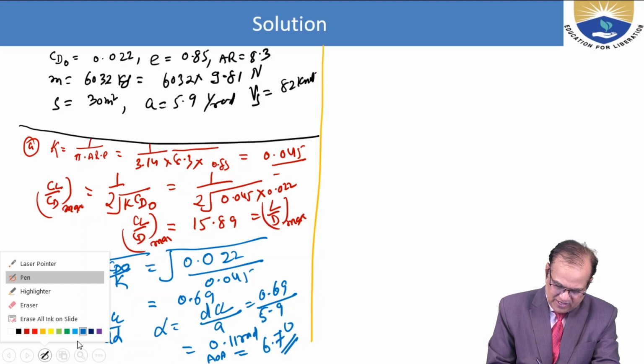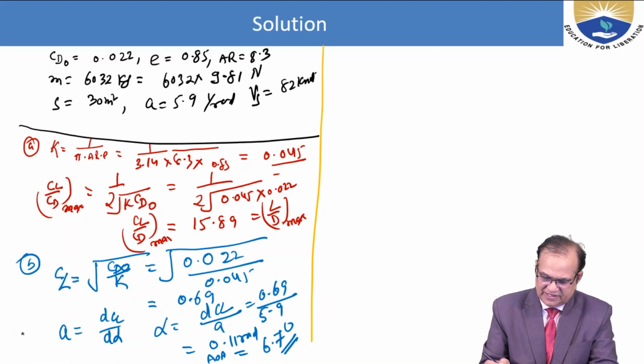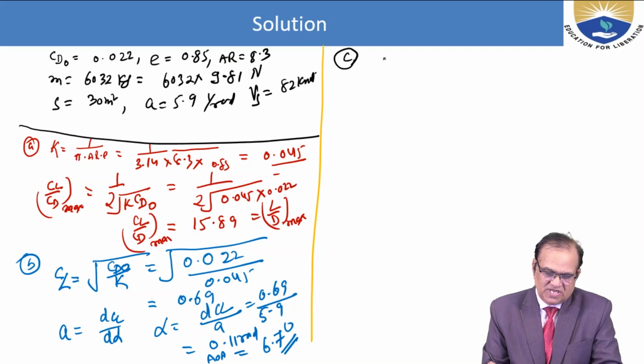Now I will go with another color, that is the black. That is now the point C. In this C I have to find out velocity.